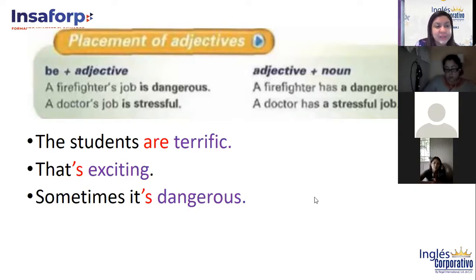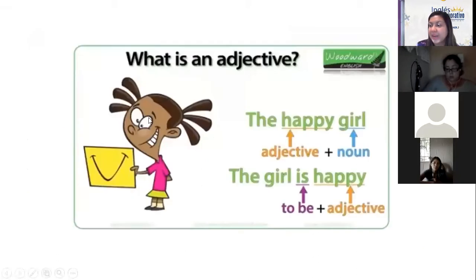Excellent. Now let's look at more examples. Remember that an adjective is a word that describes something. El adjetivo es una palabra que describe algo o alguien. The happy girl. Tenemos el adjetivo happy, the noun girl, the happy girl. También podemos decir the girl is happy. La niña o la chica está feliz. The girl is happy. Tenemos el noun, el verbo to be y el adjetivo. The girl is happy or the happy girl. Okay.